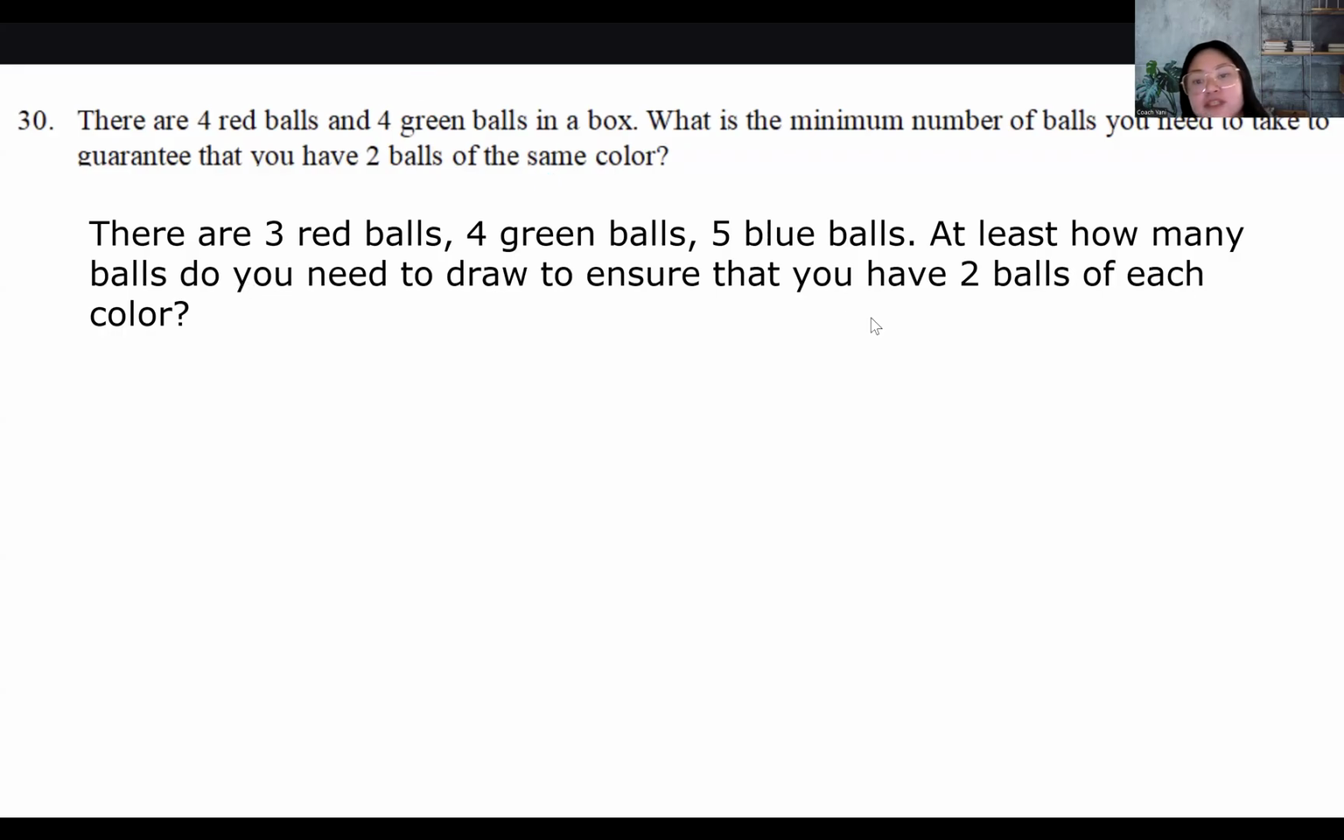Two balls of each color. So that means you would get 2 red balls, 2 green balls, and 2 blue. Okay, 3 minutes.